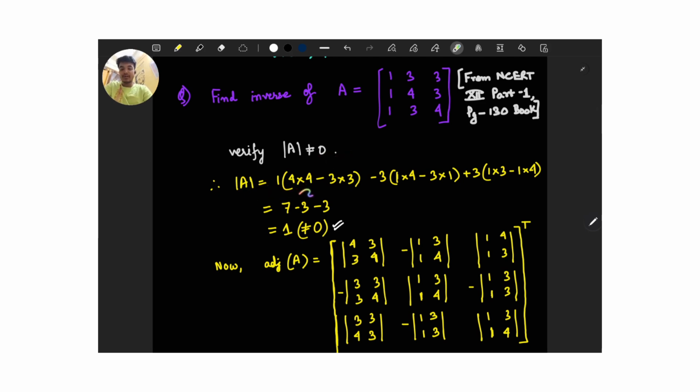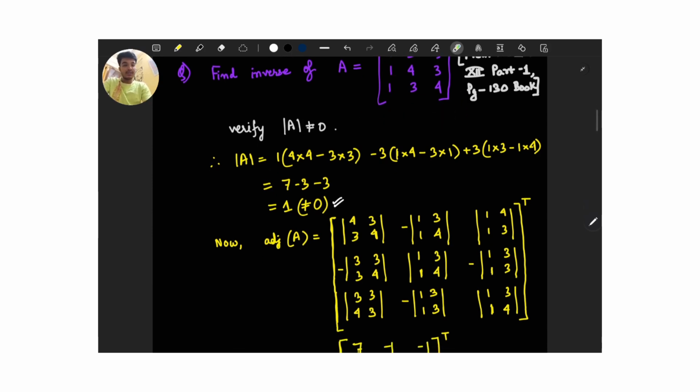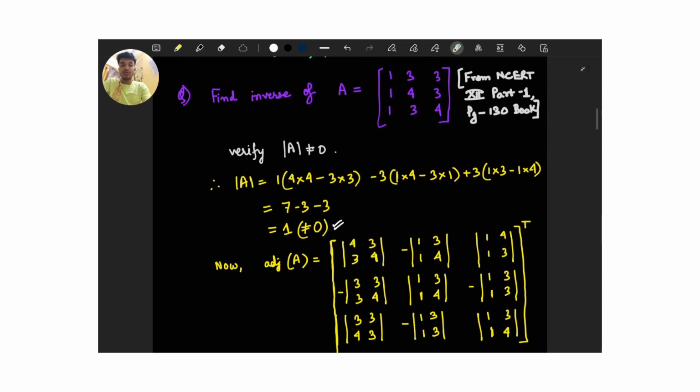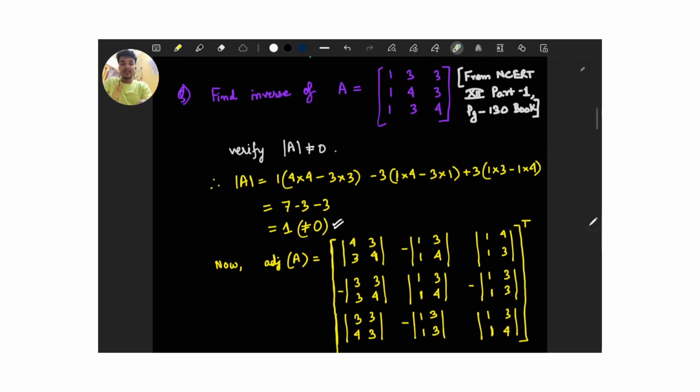So by calculating determinant of A, we find that it comes out to be 1, which is non-zero. So this matrix is invertible, if the matrix A is invertible. So now we find the adjoint of A by the similar process of finding cofactors of each and every element. Let's say what is the cofactor of the first element, which is the 1 1 element, from the first row and the first column, that is the element 1.